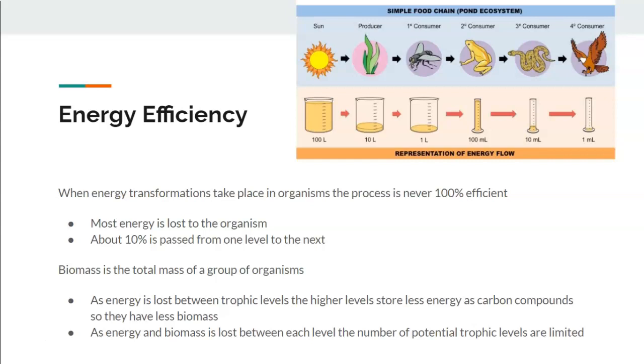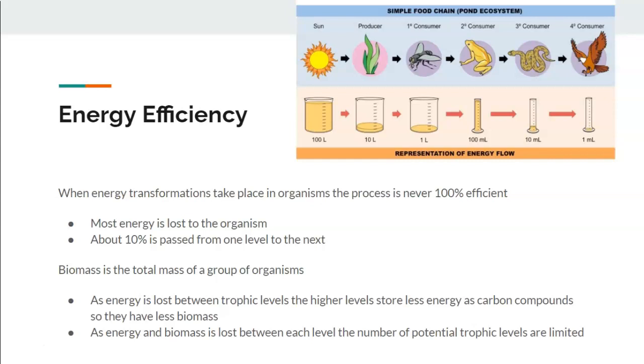the number of organisms in a pyramid, the top is always super tiny, because there's just not a lot of consumers that can survive in a group with only this amount of energy. And so again, biomass is the total mass of a group of organisms, which is again why it gets smaller, because there are fewer and fewer consumers as you move up the pyramid. As energy is lost, the higher levels don't get as much energy, so they have less biomass because there's just not as many organisms in there.